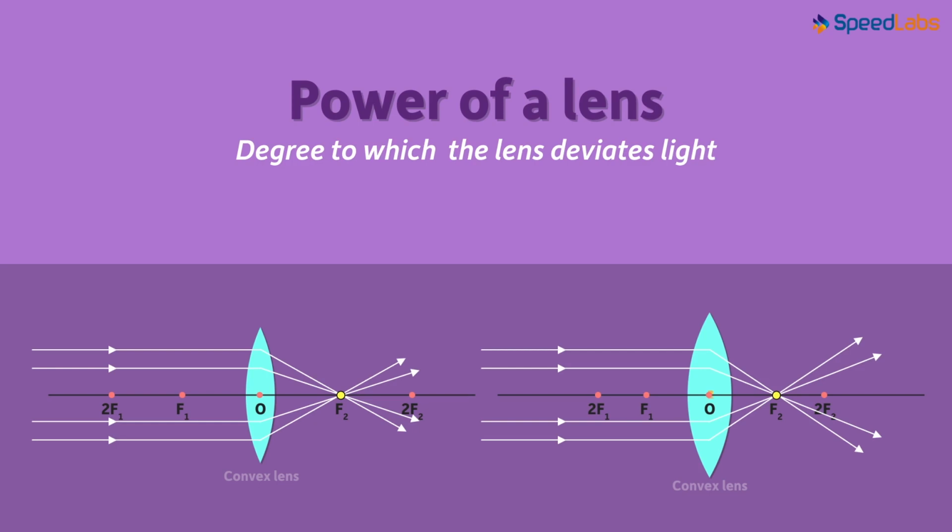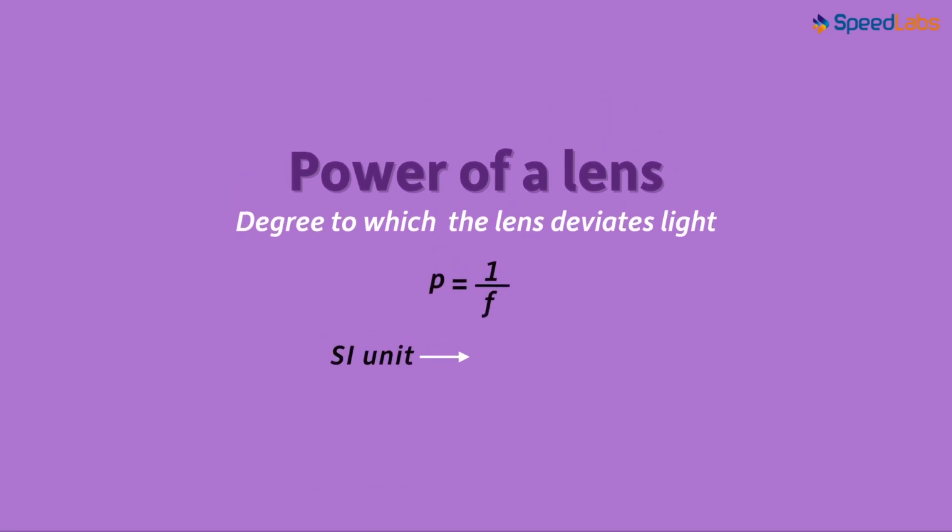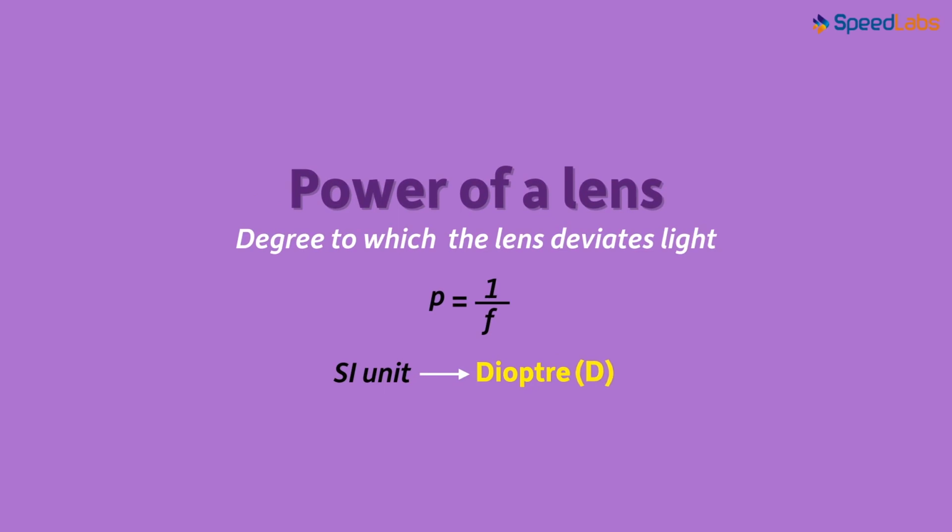Well, we have seen that when the focal length is less, the lens deviates the light by a greater angle. Lesser the focal length, more will be the deviation. Similarly, more the focal length, lesser will be the deviation. So can you tell me the relation now? Yes, the power of a lens is the reciprocal of the focal length of a lens. P equal to 1 over f. The SI unit is diopter and it's denoted by D. And in this formula, f is the focal length in meters.